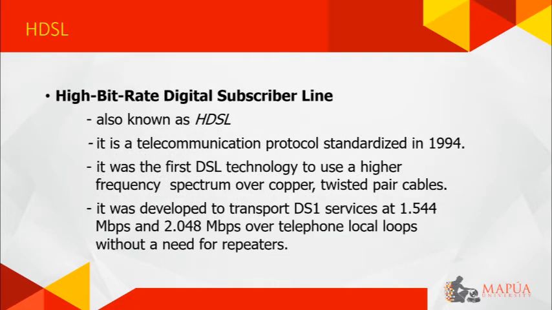The next one is High Bitrate Digital Subscriber Line, which is also known as HDSL. It is a telecommunication protocol standardized in 1994. It was the first DSL technology to use a higher frequency spectrum over copper twisted pair cables. It was developed to transport DS1 services at 1.544 Mbps and 2.048 Mbps over telephone local loops without a need for repeaters.